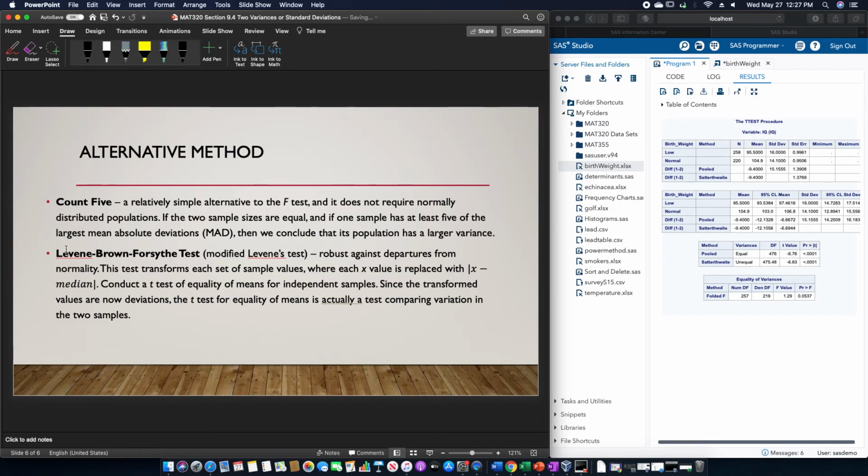And an alternative method for this, since again it's a very strict normality requirement, is the count 5 method. It's a relatively simple alternative to the F-test and does not require normally distributed populations. If the two sample sizes are equal, and if one sample has at least 5 of the largest mean absolute deviations, or MAD, then we conclude that its population has a larger variance.